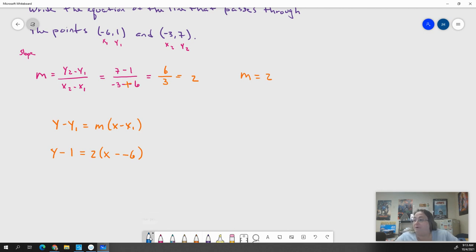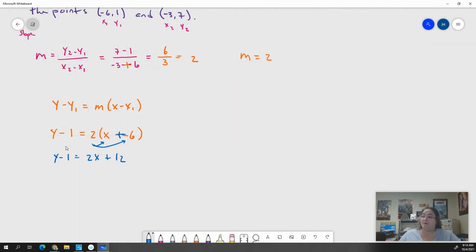And now we can solve pretty easily, right? This becomes addition. And I have y minus 1 equals 2 times x, which is 2x, 2 times 6, which is plus 12. And the only thing I have left to do is to get that y by itself, and I have that 1 being subtracted from it. So I'm just going to go ahead and add 1 to both sides. y equals 2x plus 13. Does that make some sense?